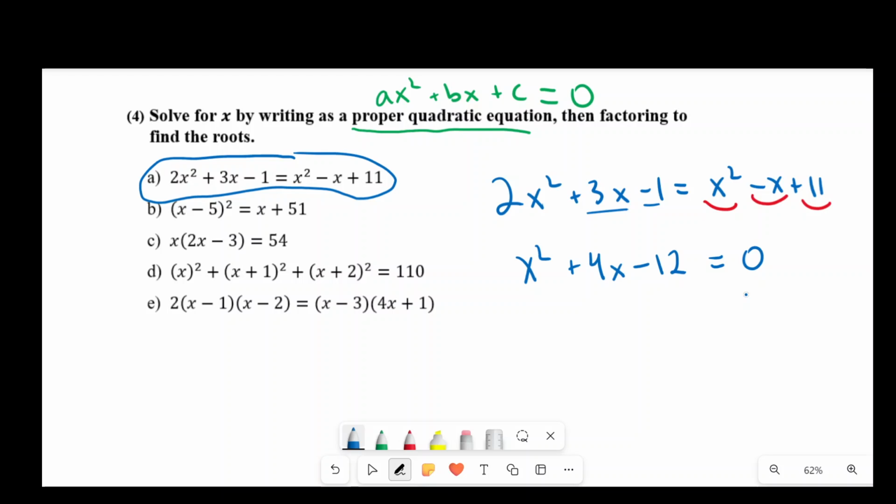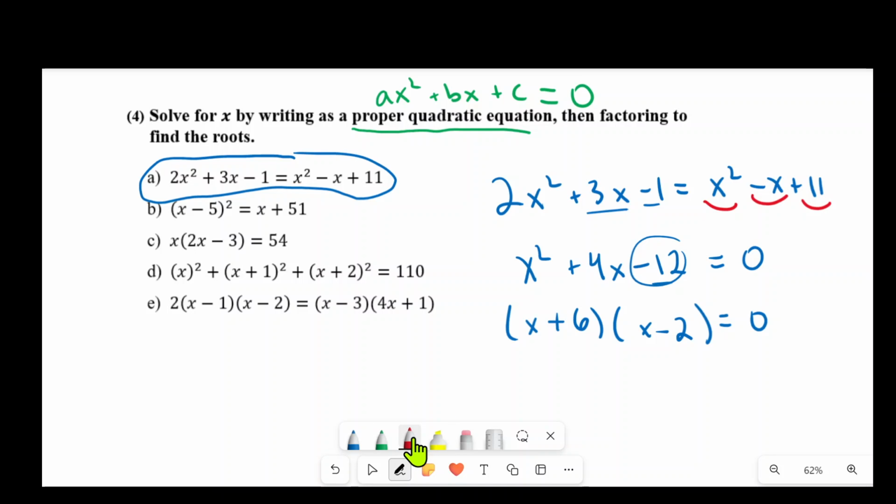So now I have a proper quadratic equation, and we can solve by factoring if we can find two numbers that multiply to negative 12 and add to 4. And the numbers would be positive 6 and negative 2. 6 times negative 2 is negative 12. 6 plus negative 2 is positive 4, so I factored our quadratic.